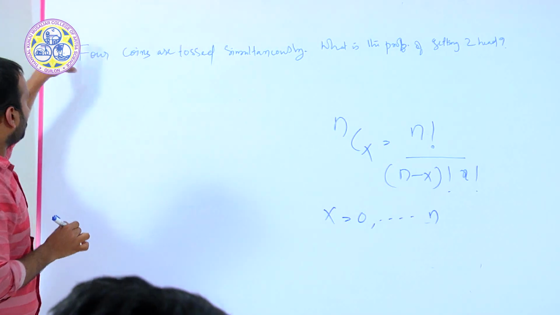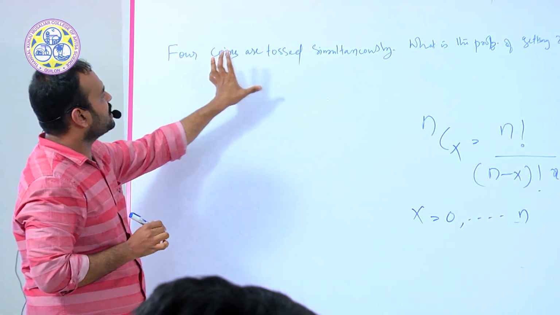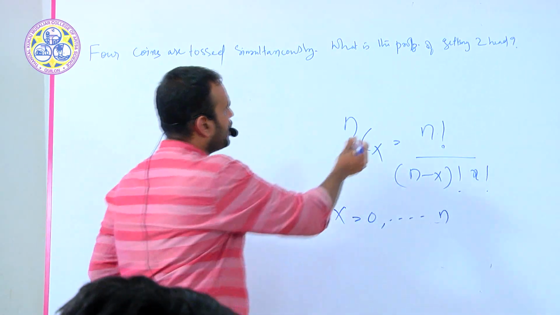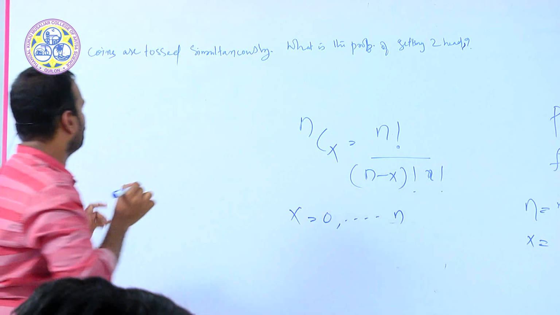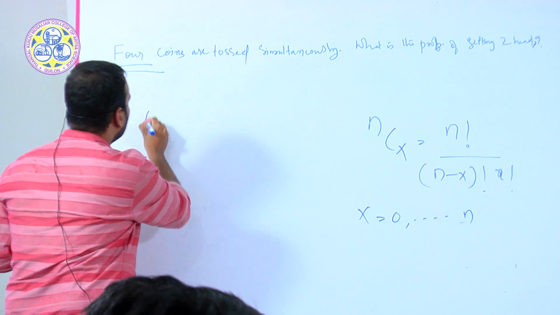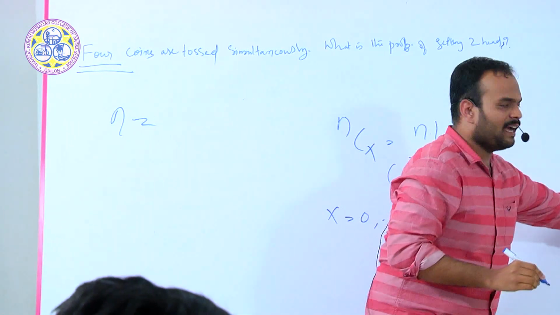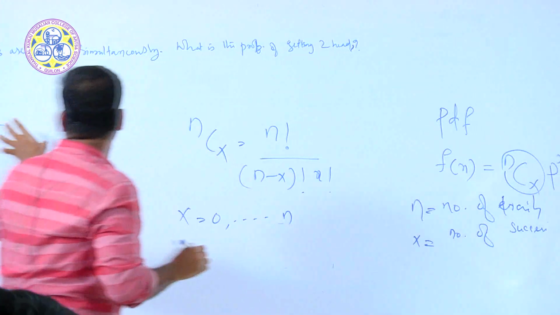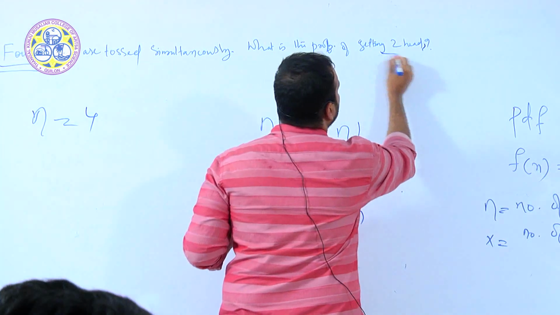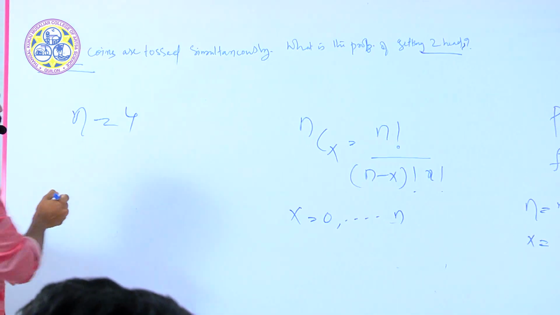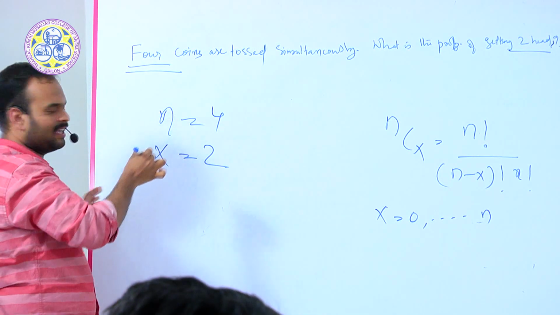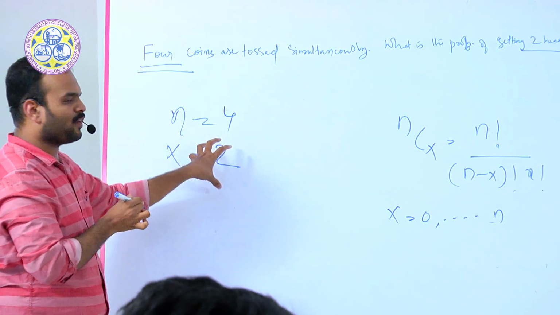Consider the example which is written here. 4 coins are tossed simultaneously. What is the probability of getting 2 heads? This is the question. Here we can see 4 coins, so the number of trials or experiments is 4, then n is equal to 4. And 2 heads is x. x stands for favorable outcomes. You want to get 2 heads, so x is 2.